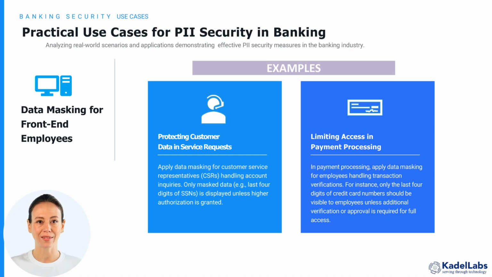In payment processing, data masking can be applied to protect credit card numbers. Employees handling transaction verifications will only see the last 4 digits of a card number unless additional approval is required. This ensures sensitive financial information remains secure, only revealing what is absolutely necessary.